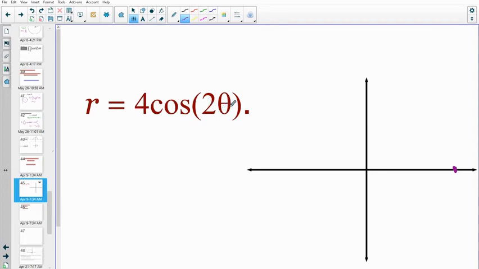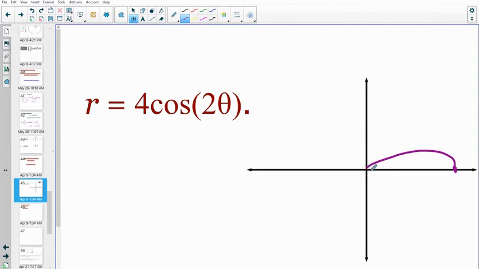And so if 2 theta is pi over 2, that means theta is only half of that. Theta is only pi over 4. So by the time I get to a rotation of pi over 4, my radius is going to be all the way down to 0. And so that's part of it.